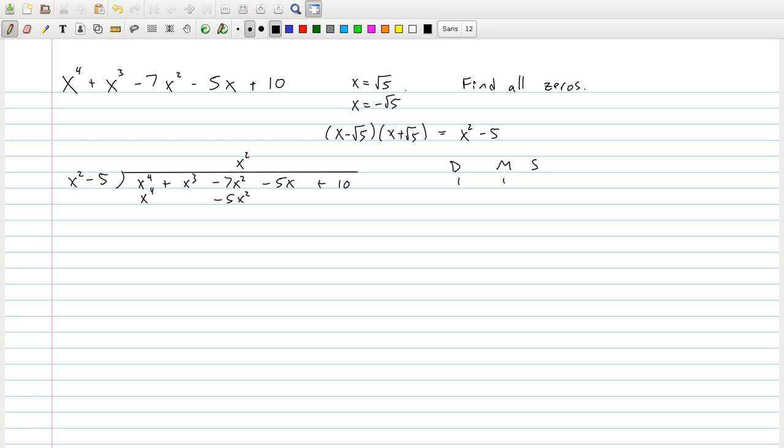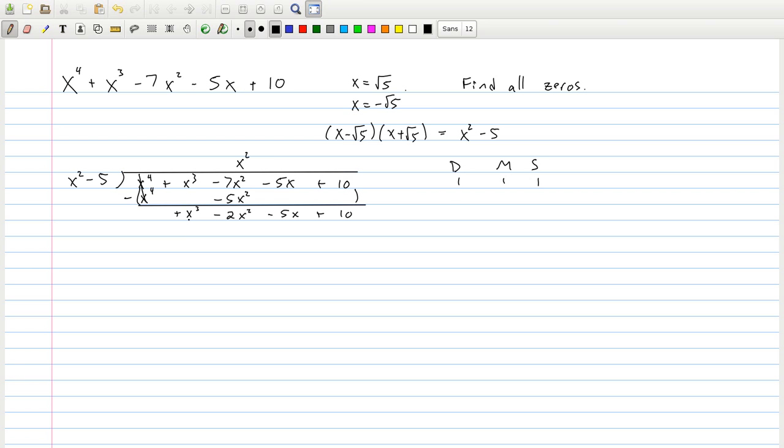Next we subtract. That is, we take the row that we just found and subtract that from the top row. X to the fourth subtract x to the fourth will cancel. Nothing is being subtracted from x cubed, so we'll just carry that along. Negative 7x squared subtract negative 5x squared is negative 2x squared. Nothing is being subtracted from these last two terms, and so we'll just bring those down also. That takes care of the subtraction.